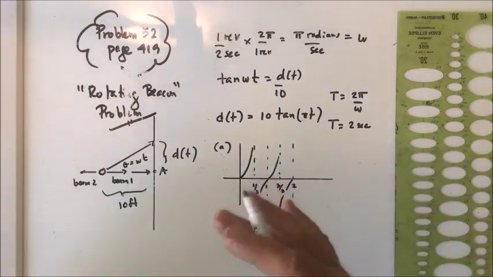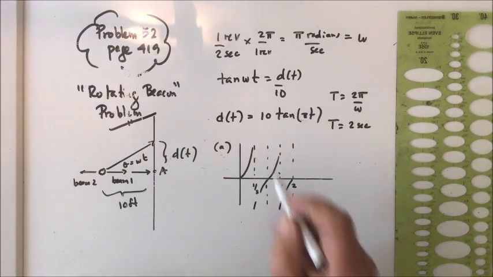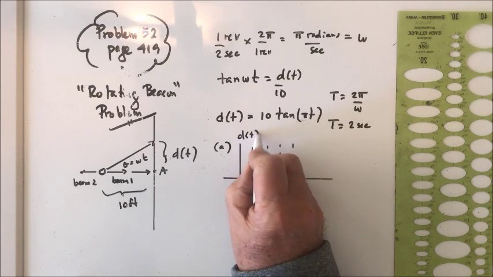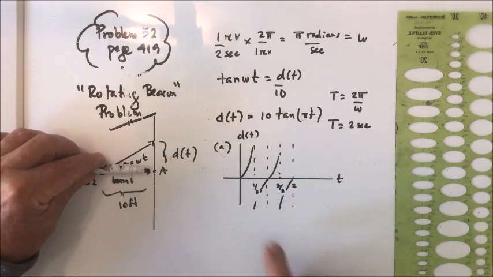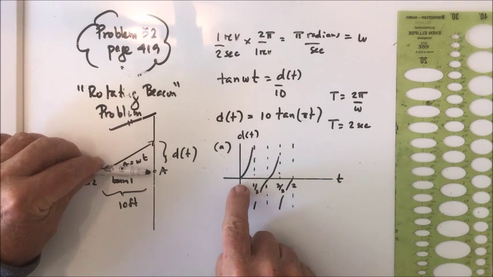Now what is this negative infinity? Well, let's think about it. Is this really d of t versus t? So here we are at time t equals 0, and sure enough, d is equal to 0.